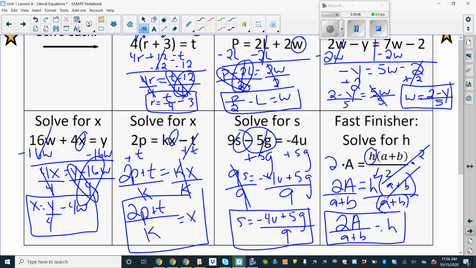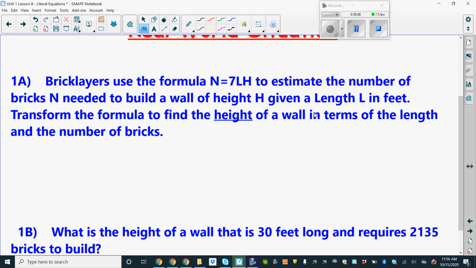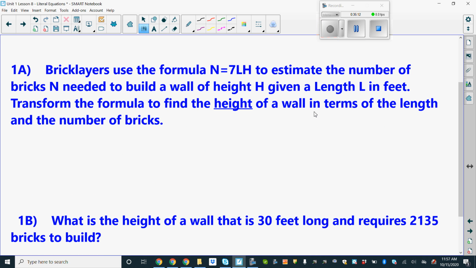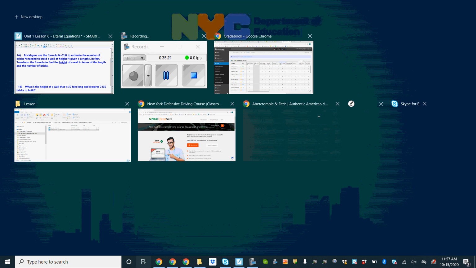Okay, moving on, we have an error analysis, real world question first. So bricklayers use the formula N equals 7LH to estimate the number of bricks needed. So bricks is the N, represented by N.